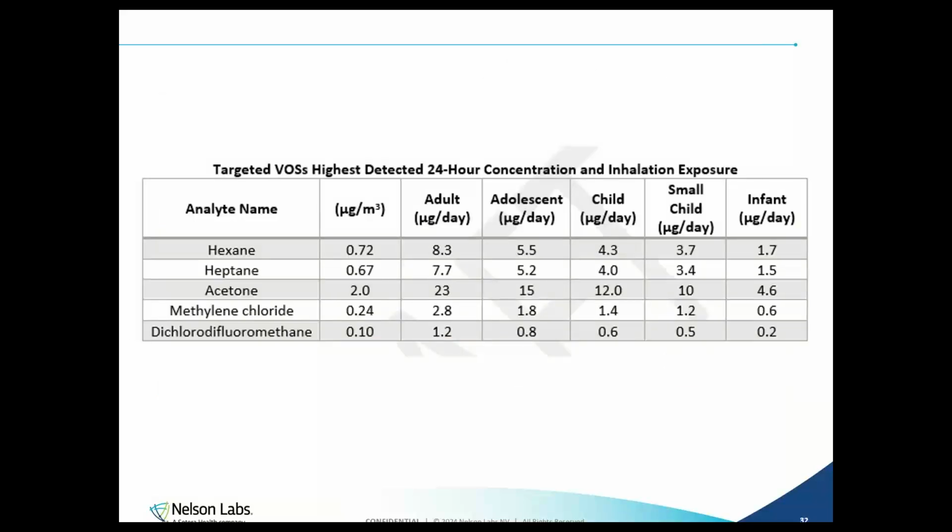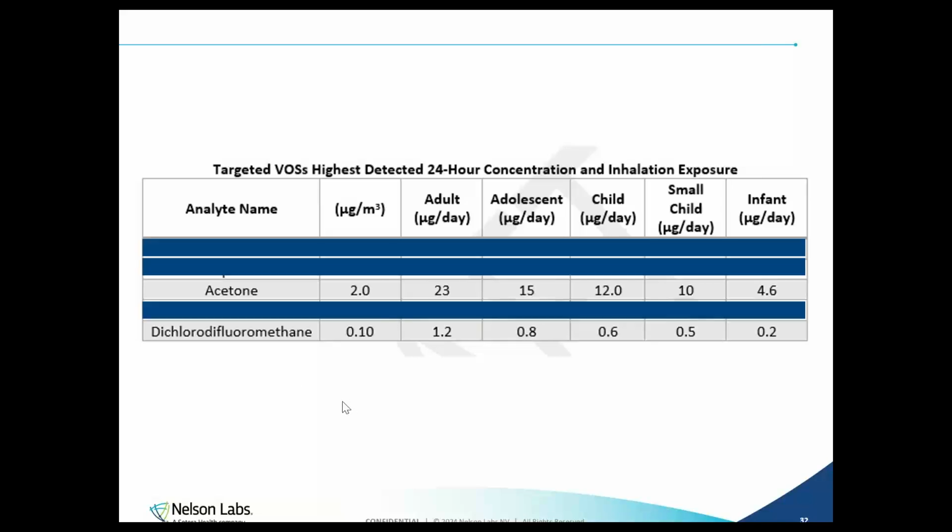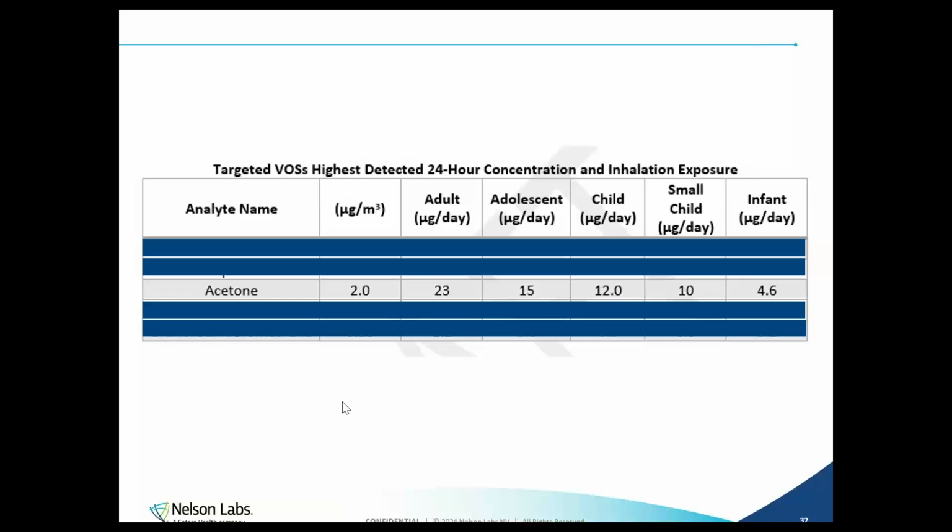Here is another sample data set that we have seen. Previously, we would have to assess all 5 of these compounds. Now, hexane, heptane, methylene chloride, and difluoromethane are omitted, leaving us with just acetone to assess. I think this data set is a great example of the time save that this new standard allows us.